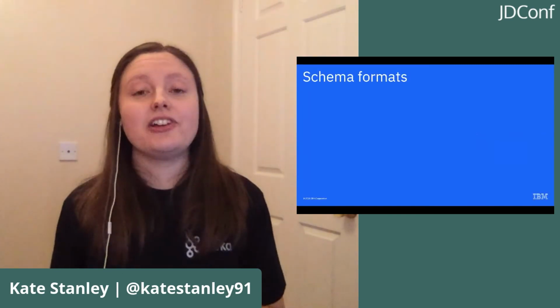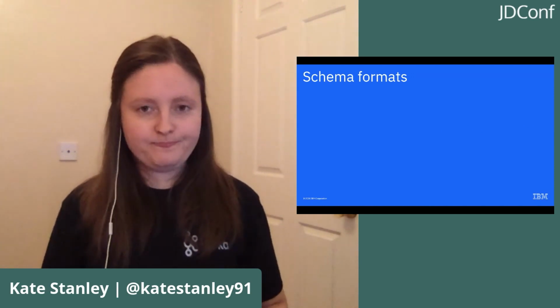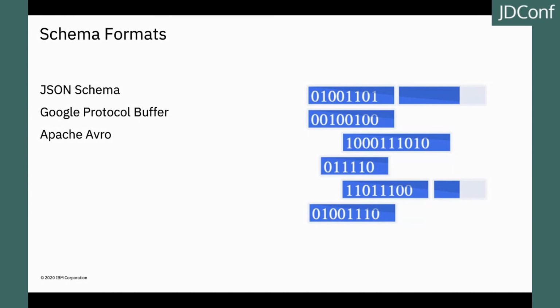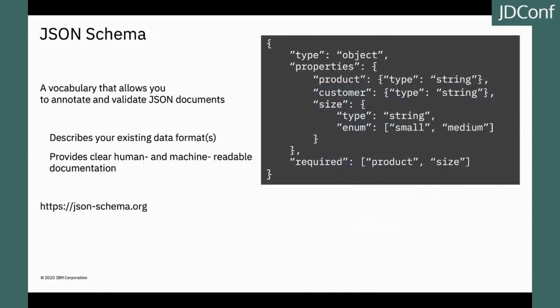So first, let's look at schema formats. These are the three most popular schema formats that I've seen being used in the Kafka community: JSON schema, Google Protocol Buffer, and Apache Avro. So JSON schema is a vocabulary that allows you to annotate and validate JSON documents.